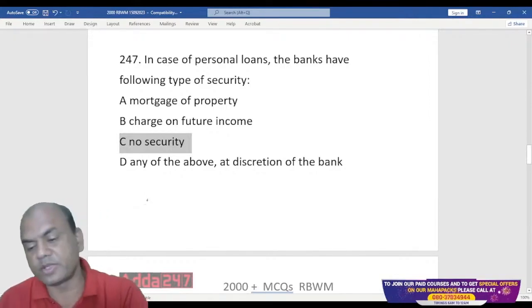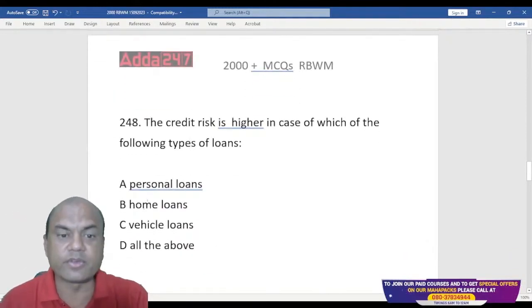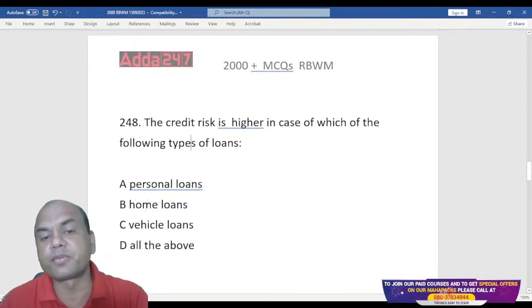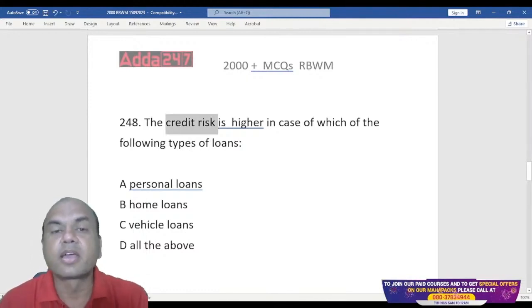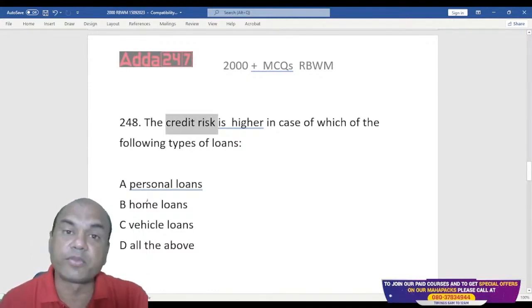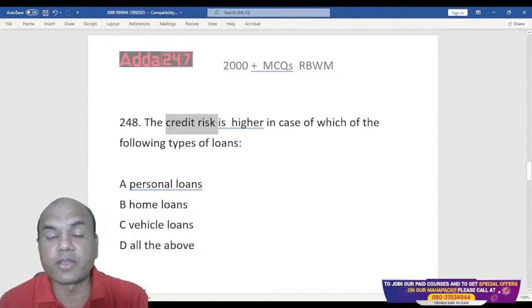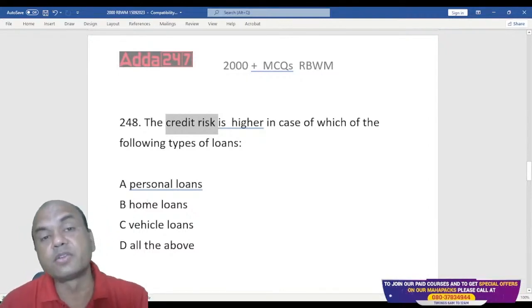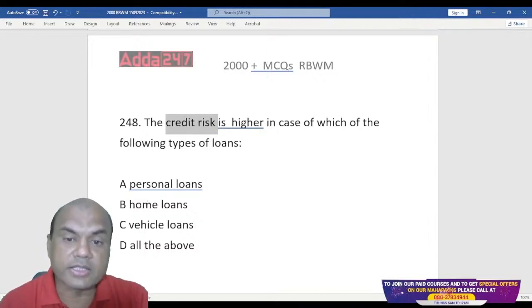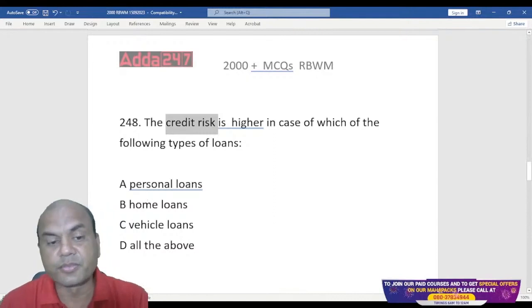Okay, next one. The credit risk is higher in case of which of the following types of loans? Credit risk, firstly, you need to understand credit risk. Credit risk means the default risk. Default risk means the borrower not paying you. Suppose if I give a loan to you and if you don't pay, then I'll be in trouble. So that is known as credit risk. So the credit risk is higher in case of which type of the loans? Personal loans, home loans, vehicle loans, and all of the above.